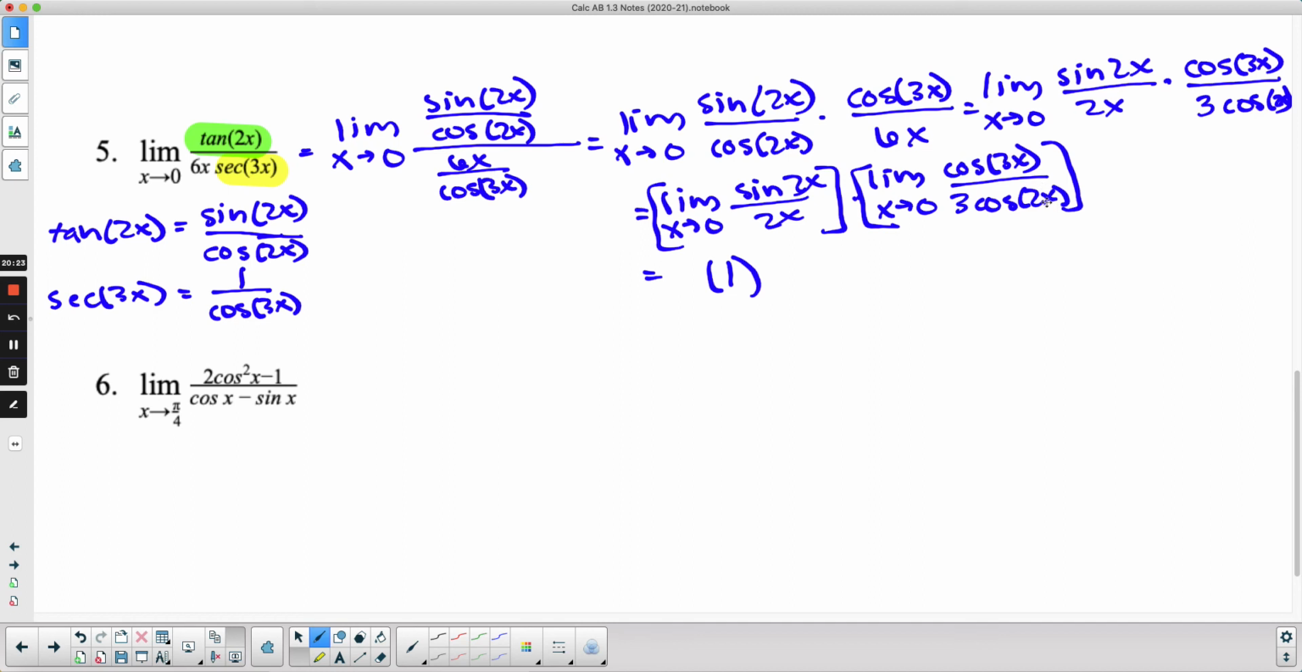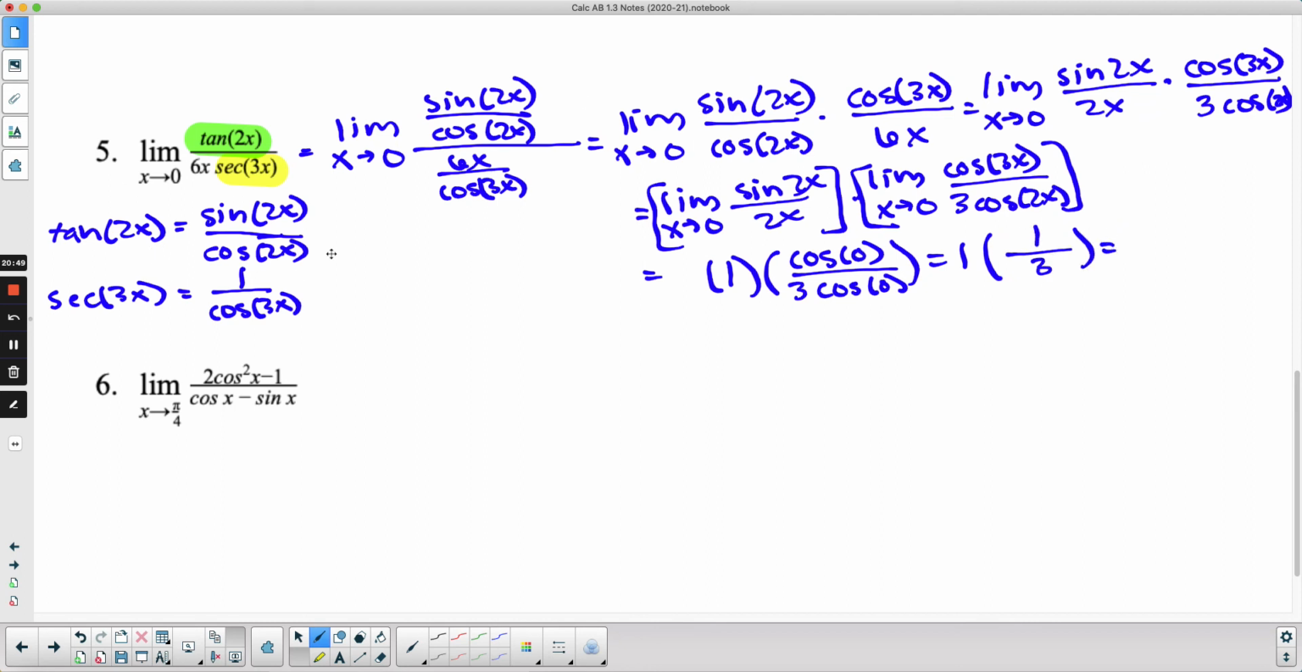Well, can I use direct substitution here? Cosine of 0 is 1. So if I plug 0 in, I should be able to just directly substitute. So here I get cosine of 0 over 3 times cosine of 0. So I get 1 times 1/3.